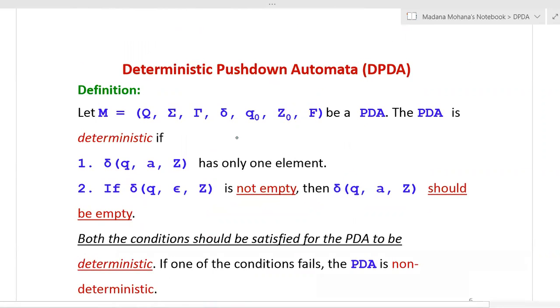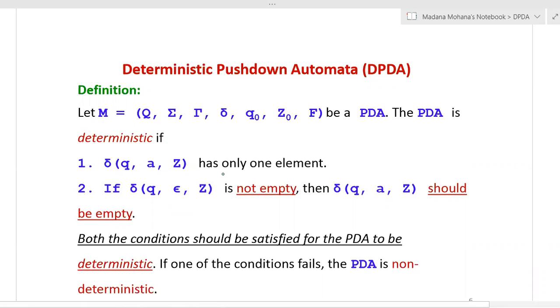Now you can see the definition of deterministic pushdown automaton. You can recall the definition of PDA, pushdown automaton. During the discussion of pushdown automaton, we mentioned one point: by default, PDA is non-deterministic. But specifically, if your PDA is deterministic, we have to define it separately. Now you can see the definition of a deterministic pushdown automaton.